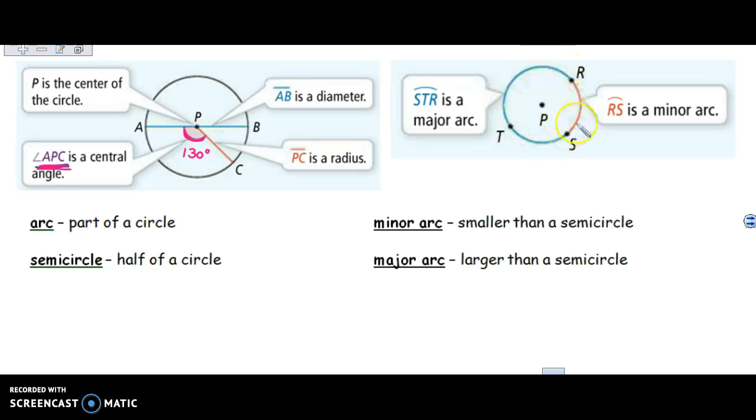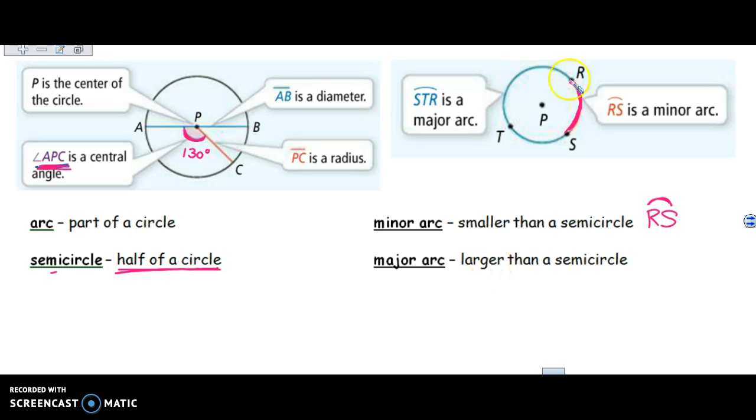Over here on this picture, we have this red arc. This is called a minor arc because it's less than a semicircle. So a semicircle is half of a circle. You guys have probably heard that word before. But a minor arc is smaller than a semicircle. So in this case, RS is a minor arc. And the notation that we use is capital letters, and then it's got a little arc above it like that. Okay, a major arc is larger than a semicircle.